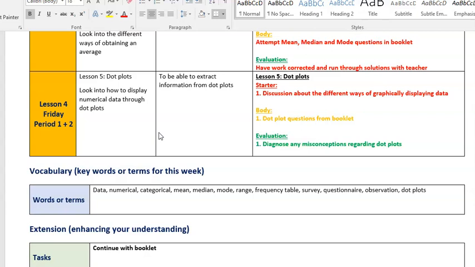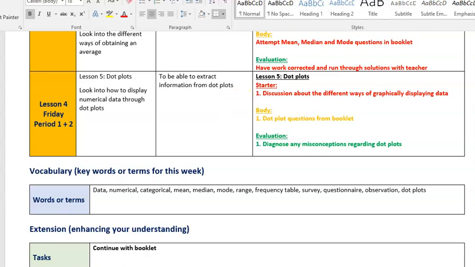The learning goal for this lesson is to look into how to display numerical data through dot plots and other various graphs. The success criteria: by the end of this lesson you'll be able to extract information from those dot plots. By extracting information, to be specific, you want to make some type of generalizations or statements from the information or data that has been given.